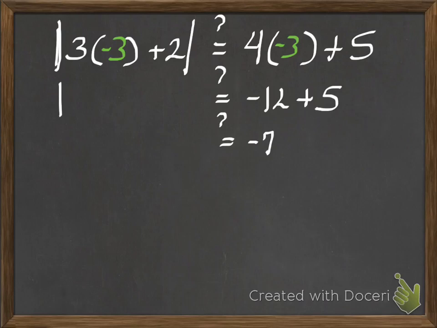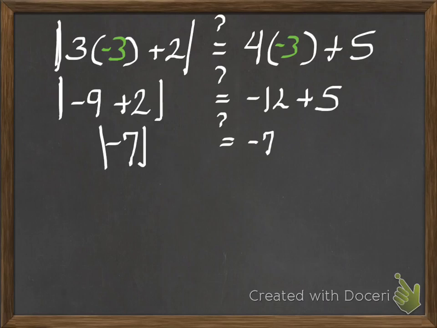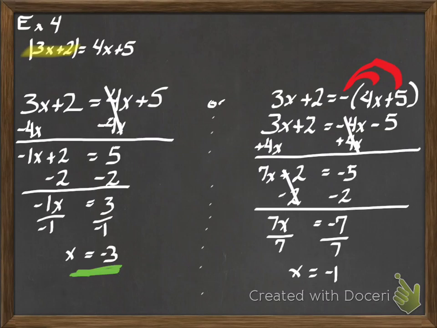And so I have 3 times a negative 3, which is negative 9, plus 2. But remember, I have absolute value bars around that. Negative 9 plus 2, that gives me a negative 7. But I've still got to take the absolute value of negative 7. And so the absolute value of negative 7 is a positive 7. That does not equal. And so when that happens, when it solves to give us a number, but when we check it, it doesn't equal, it's called extraneous.